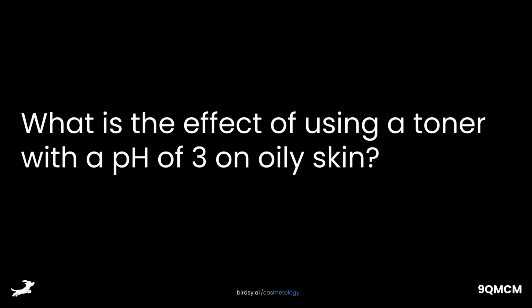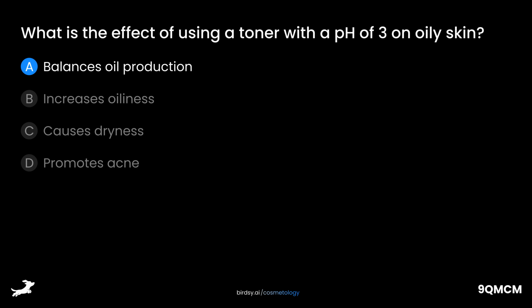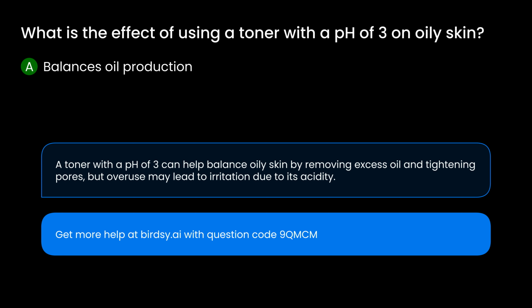What is the effect of using a toner with a pH of 3 on oily skin? Is it A, balances oil production? B, increases oiliness? C, causes dryness? Or D, promotes acne? The answer is A, balances oil production. A toner with a pH of 3 can help balance oily skin by removing excess oil and tightening pores, but overuse may lead to irritation due to its acidity.